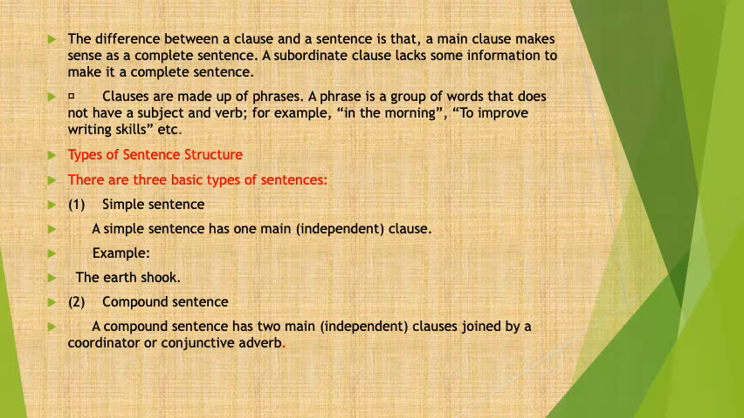Simple sentence has one main independent clause. For example, the earth shook. تكون من subject plus verb. The earth, this is the subject, and shook, it is the verb.